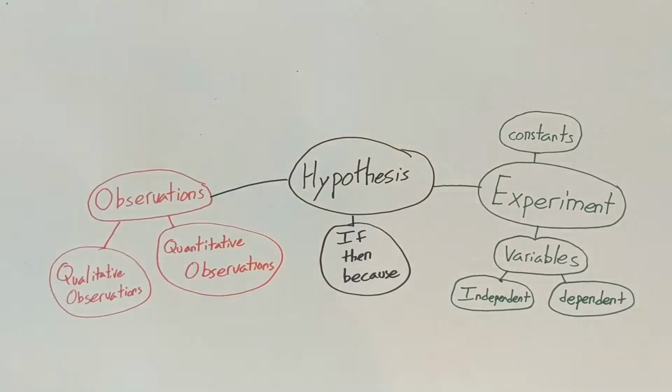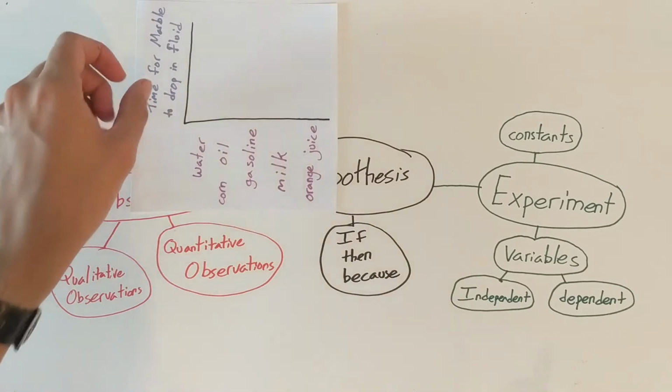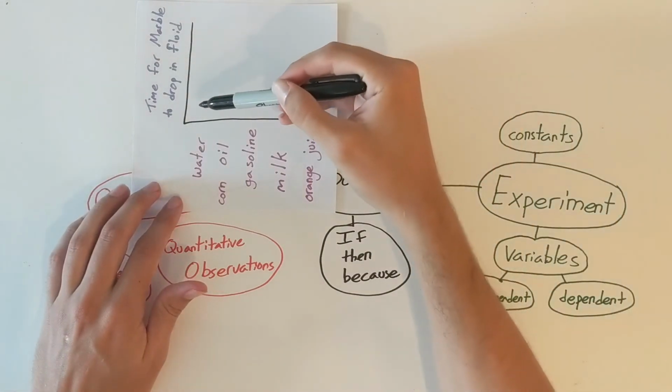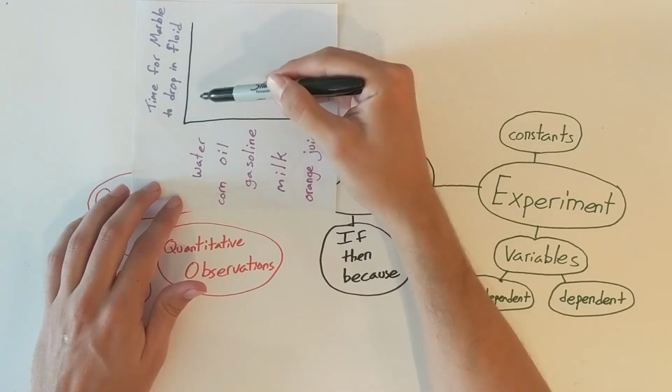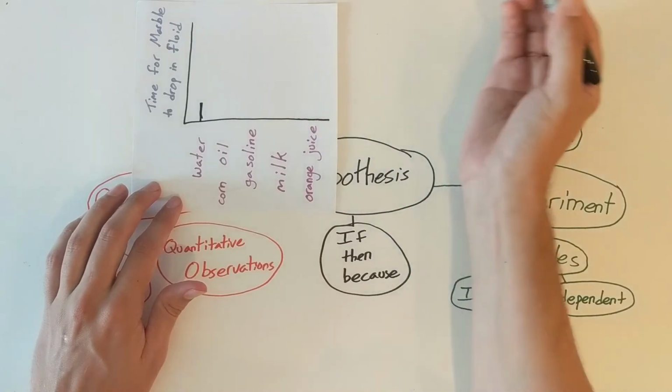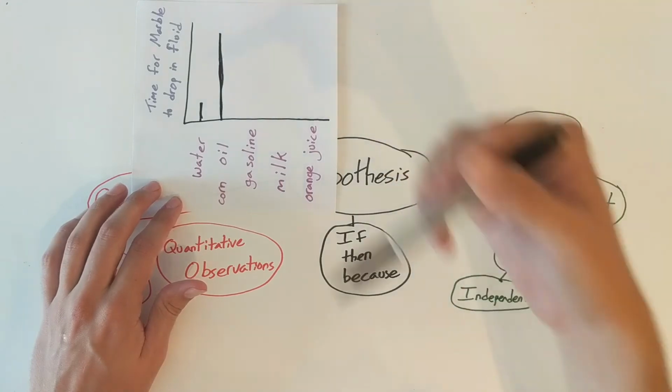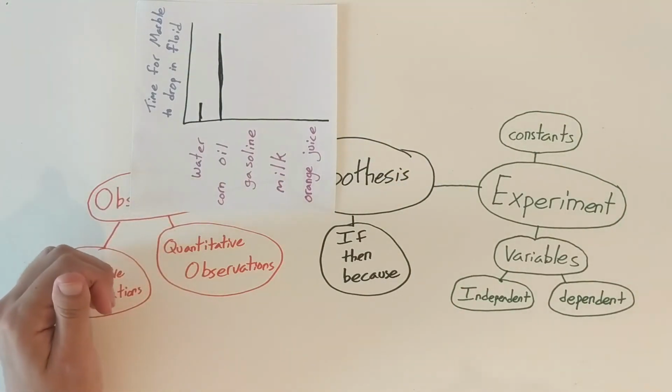Another example might be if we are testing how thick fluids are, or the viscosity of a fluid. We could test the viscosity of a fluid by dropping a marble through that fluid and seeing how long it takes that marble to touch the bottom of our container. So we might see that the marble drops really quickly through water, so it might just take a little bit of time. Whereas with corn oil, it might take a lot longer to drop all the way to the bottom of the container that the corn oil is in.